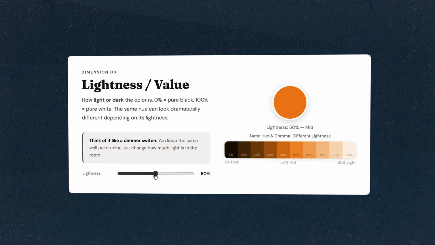Now, the final one I'm going to talk about is lightness and value, how light or dark a color is. And this is very critical for contrast and readability, right? It's essentially if you are mixing in white and black to that color, where are those shades showing up?